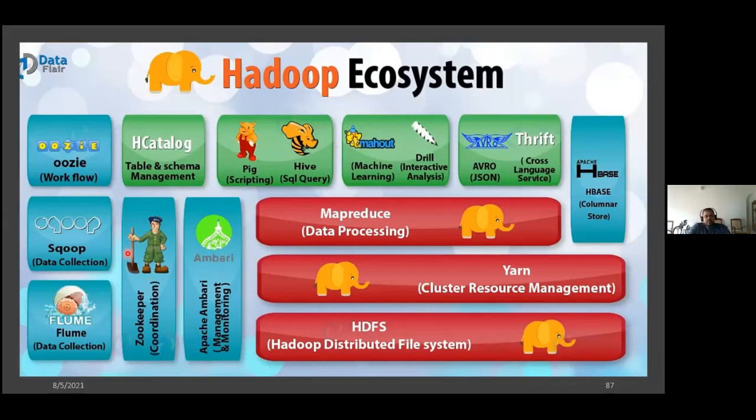So different ones. Then you have something called ZooKeeper, which handles the coordination among these different solutions, right? So you have data collection, different aspects of data collection. Then you have to manage the entire core of it, with Apache Ambari. Then you have all these data processing layers, right? You have data processing, cluster resource management, and the file distribution system. So this is just one ecosystem, right?